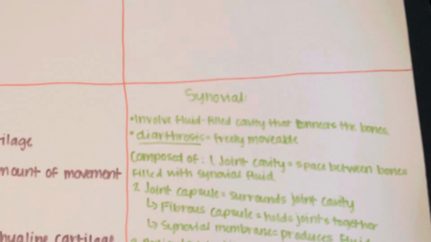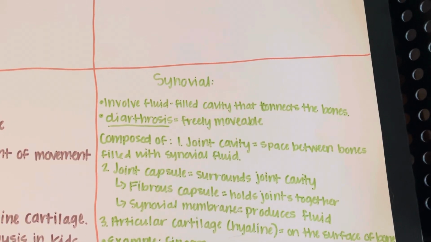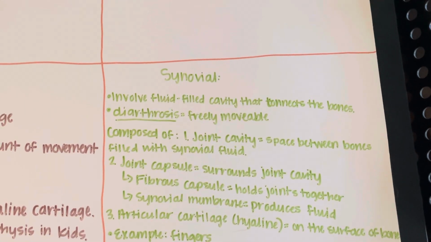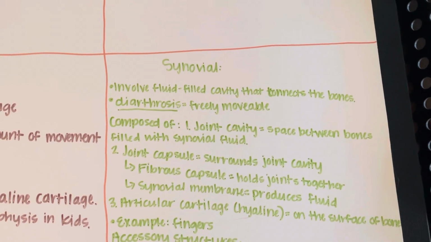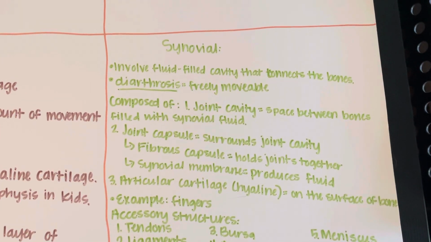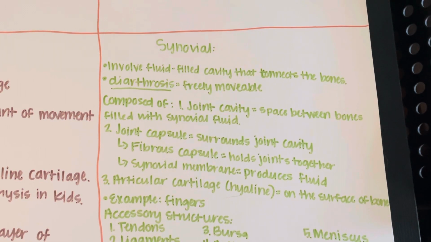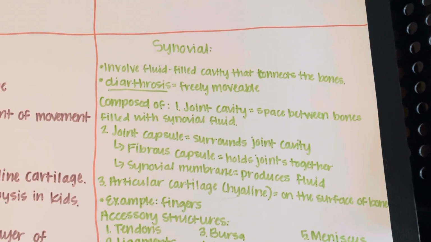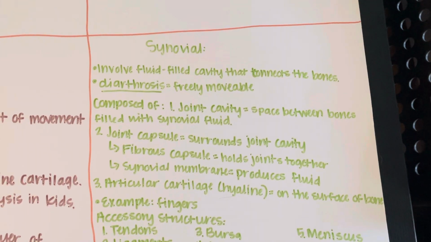And then the 4th type is synovial, and that involves fluid-filled cavities that connect the bone. It's diarthrosis, which means it's freely movable. It's composed of a joint cavity, which is a narrow space between bones filled with synovial fluid, which lubricates the joints and reduces friction.